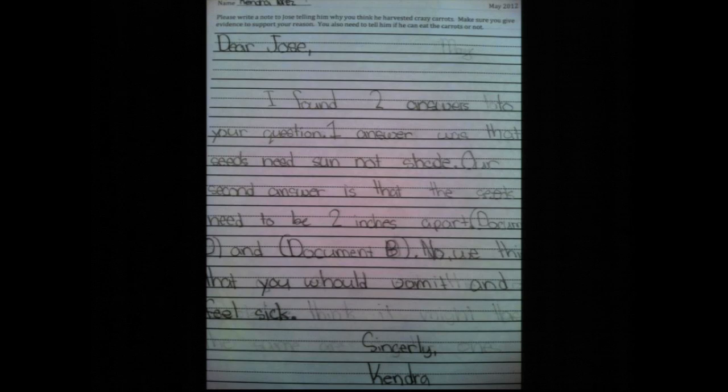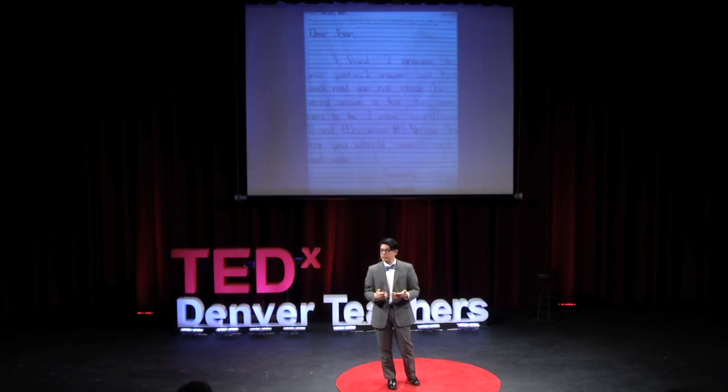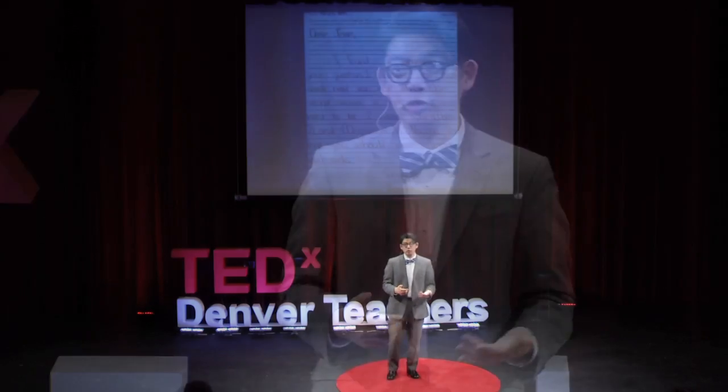So the first piece is from Kendra. She writes, Dear Jose, I found 2 answers to your question. One answer was that the seeds need sun, not shade. Okay, trying to make sense of that. And our second answer is that they need to be 2 inches apart, so doing some math skills. So you can see what she was doing there. When asked if you should eat the carrot, she said, no, you should not because you will vomit and feel sick. So apparently she was transferring in prior knowledge about vomit.